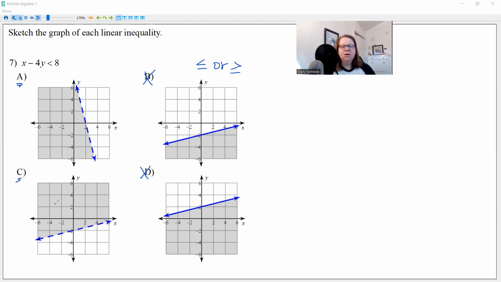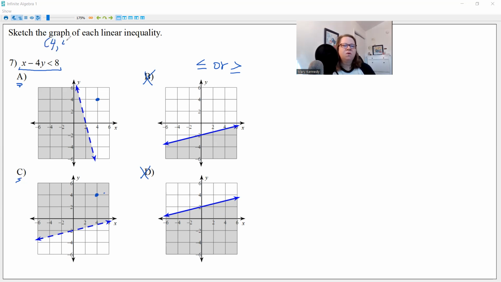Okay, so let's see here. I see this point right here, 4, 4, shaded on C. 4, 4 is not shaded on A. So I can test 4, 4 as a coordinate here, and if I get a true statement, then it should be shaded and the answer will be C. And if I get a false statement, then it shouldn't be shaded and the answer will be A.